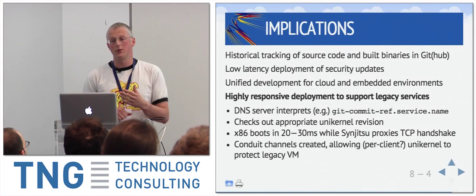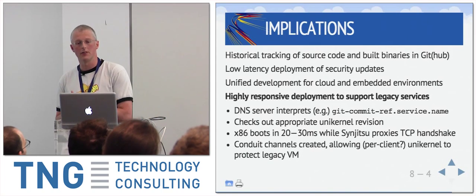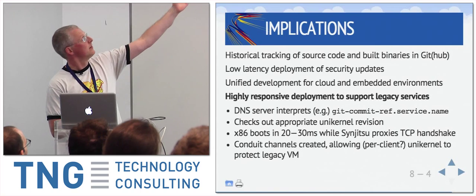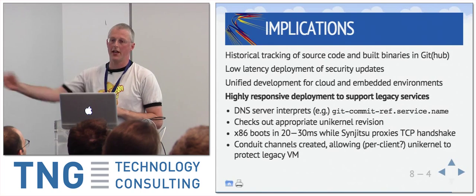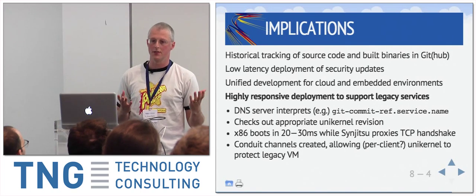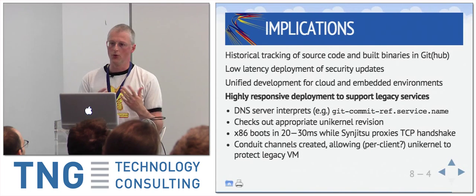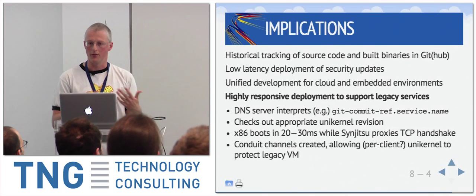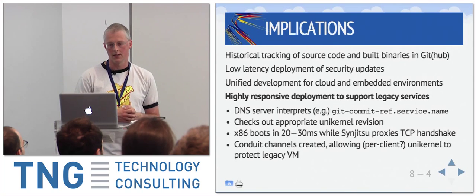And then it's highly responsive deployment for legacy services. So the DNS server interprets, for example, commitref.service.name, and it can check out that particular revision and boot that version of that service that you wanted. And it can do all that while masking the latency, so this can happen in real time while clients are trying to use it.